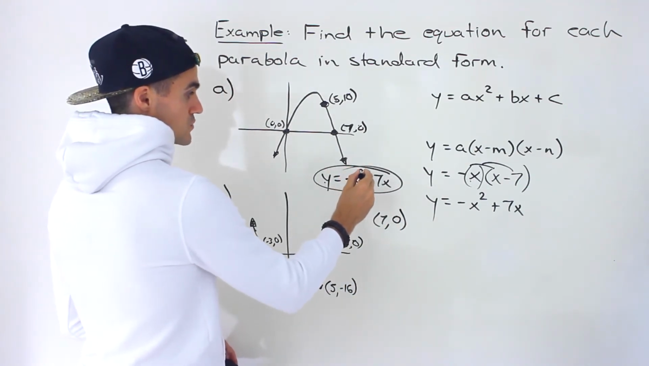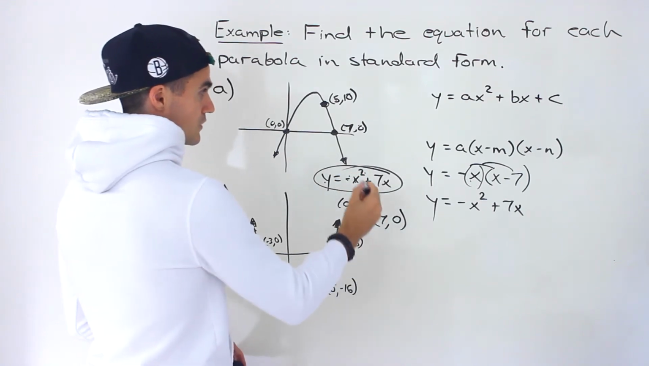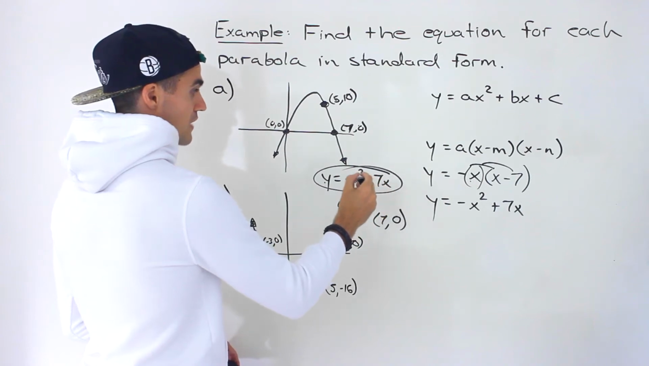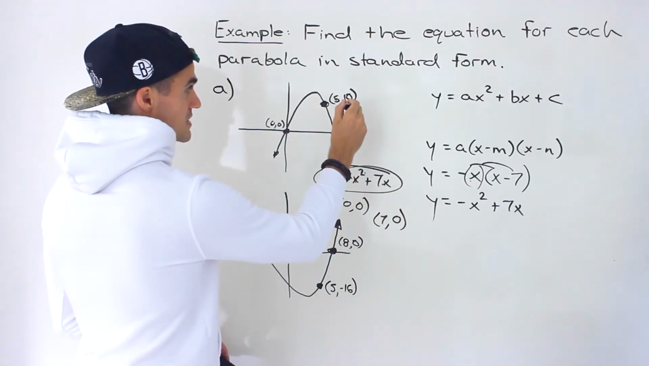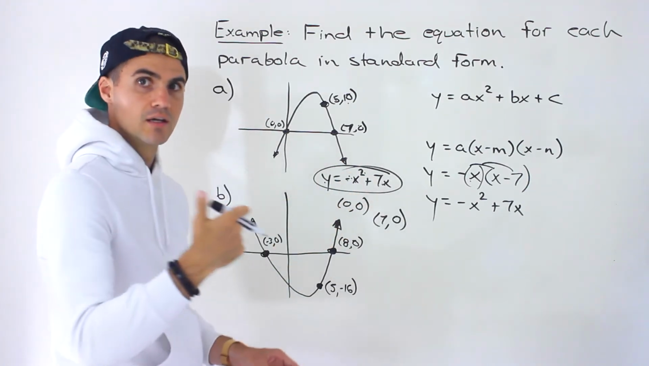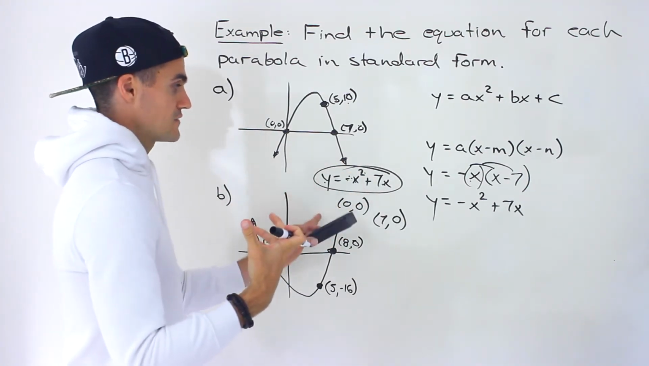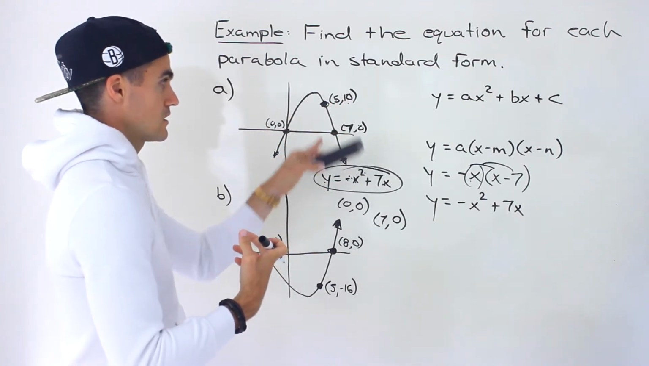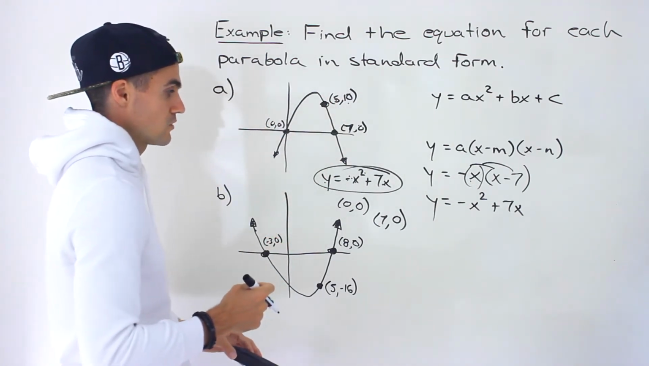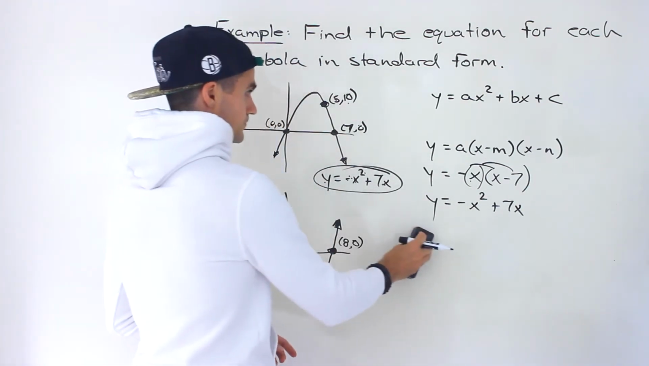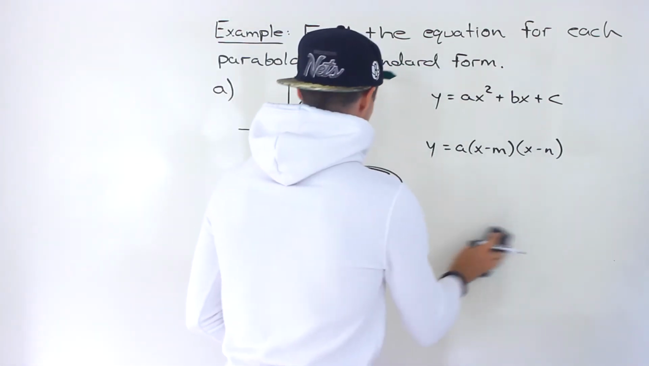5 to the power 2 is 25 times negative 1 is negative 25 plus 7 times 5 is 35. Negative 25 plus 35 gives us that y value of 10. So you could plug in all these points into the equation that you get to ensure that left side is equal to right side. So plug in the x values and get the corresponding y value that's there in that point. Okay, so you could always check your answers.